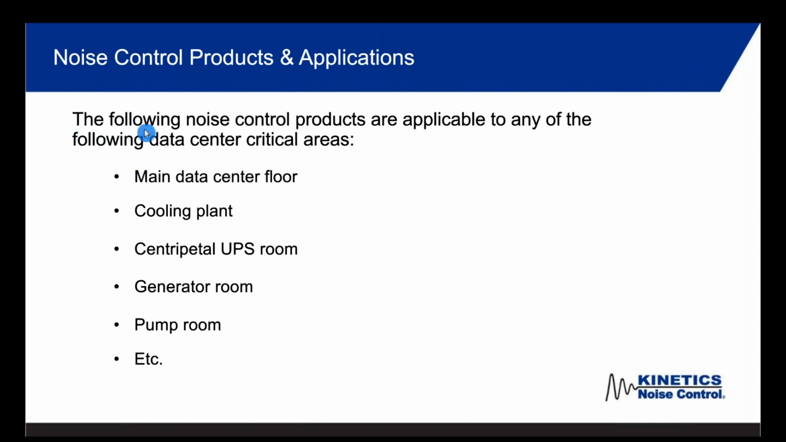Here I would put that the following noise control products are applicable to any of the following data center critical areas. It could be the main data center floor area with all your servers and all your cooling. It could be the cooling plant. It could be a centrifugal UPS room, a generator room, a pump room. All these rooms where noise is being created are where these products can be applied.